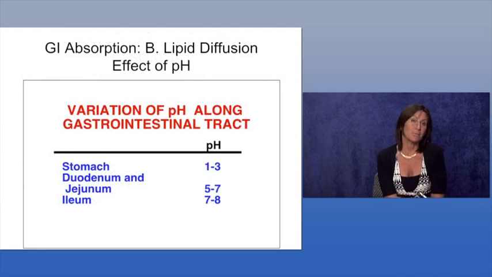To give you an example of the degree of variation of the pH along the GI tract, here is this slide. In the stomach, the average pH is very low. It's 1 to 3. In the duodenum and the jejunum, the average pH is 5 to 7. In the ileum, it's even more basic, with the average pH being 7 to 8.